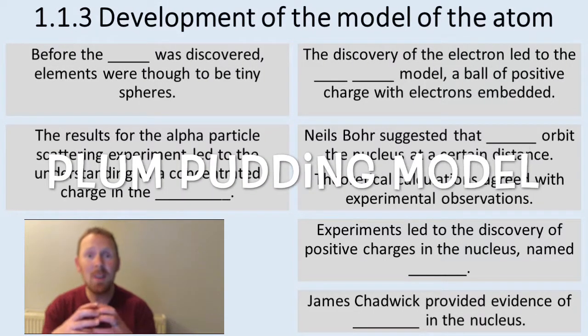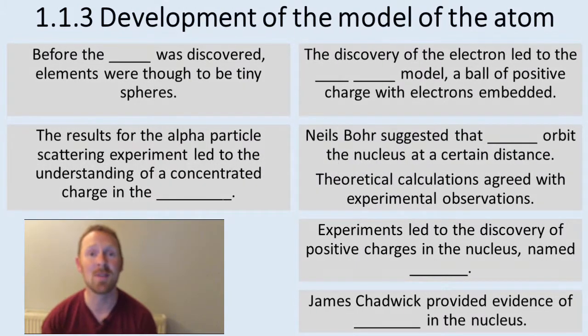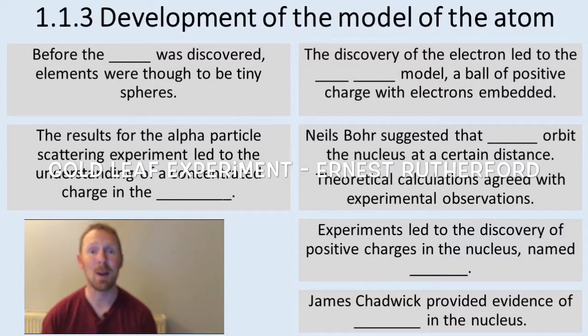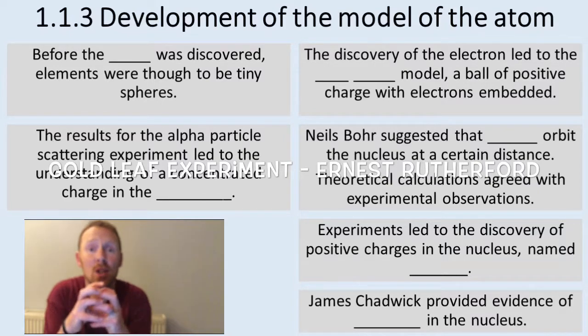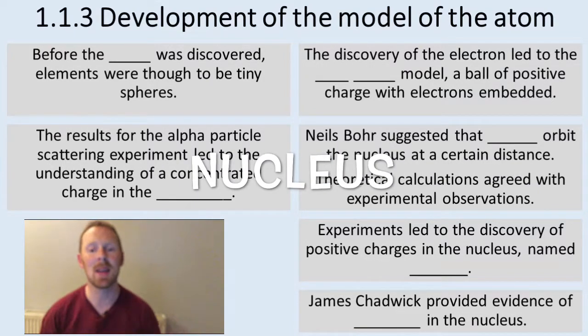They kept the sphere idea, but inside the sphere they had tiny negative charges embedded within the sphere. You need to know the plum pudding model is a solid sphere with electrons embedded. Now, the result from the alpha particle scattering experiment, the gold leaf experiment by Ernest Rutherford, led to the understanding that there's a concentrated charge in the centre of the atom, and they called this the nucleus. But they also realised there was space in between the atoms.